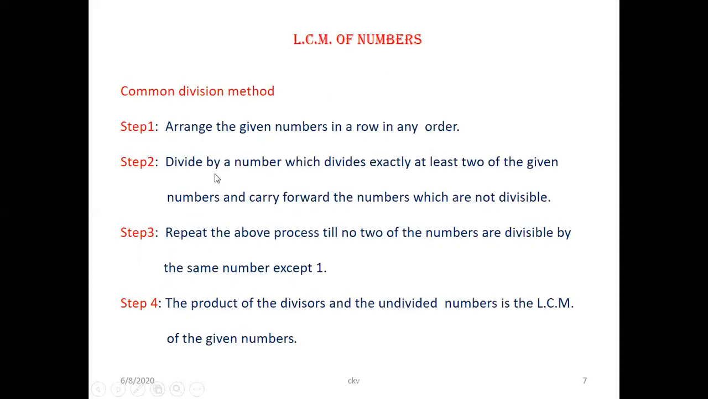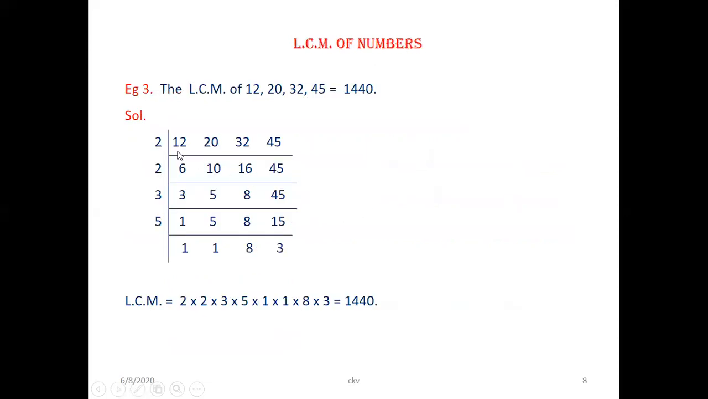What is the next one? Divide by a number which divides exactly at least 2 of the given numbers, and carry forward the numbers which are not divisible. See here, 12, 20, 32. All these numbers are divisible by 2 because they end with 2, 0. So of these 4, 3 of them are divisible by 2. So you put here 2, and 2 6s are 12, 2 10s are 20, 2 16s are 32. But here 45 is not divisible by 2. So you carry forward that.